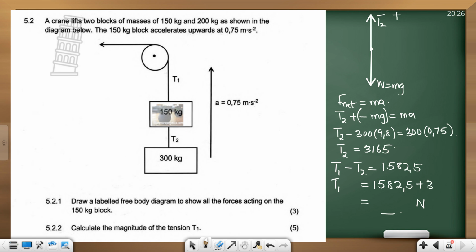So what's the final answer if you add? 5 plus 2 would give me 7. 8 plus 6 would give me 14. 5 plus 1, 6. 1, 7. 3 plus 1, 4, comma 5. Okay, so that's how we get things done.